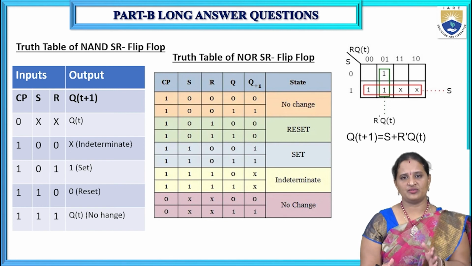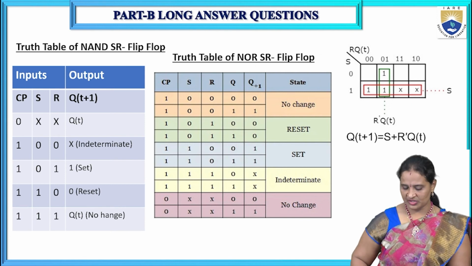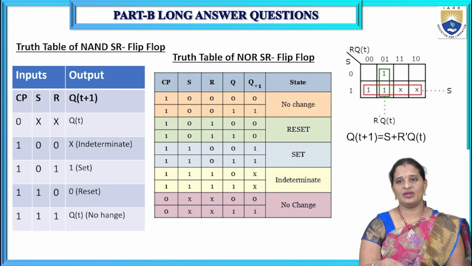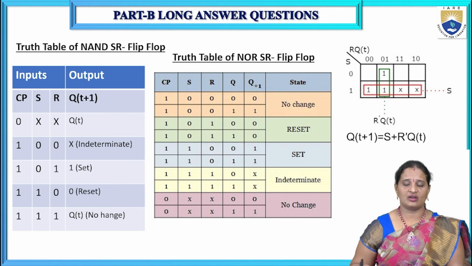It is sufficient if you write either NOR flip-flop or NAND flip-flop. Draw the truth table and then derive the Boolean function. That is how you can answer this question. It will also be good if you draw the timing diagram. Even if it is not asked, you can draw the timing diagram also.